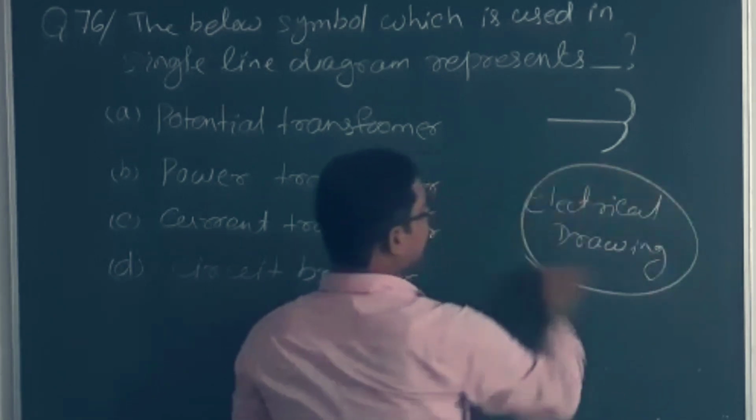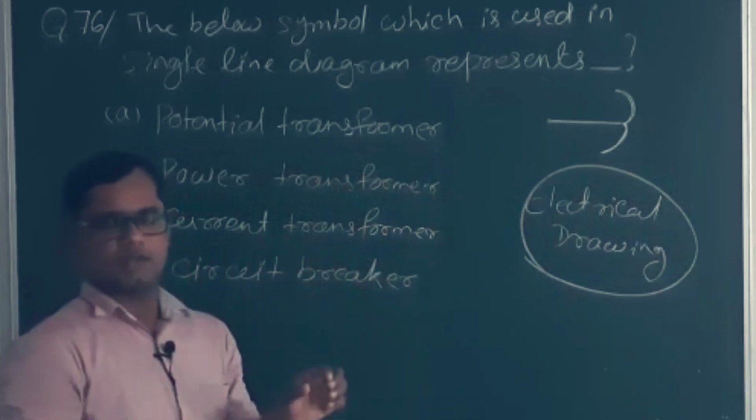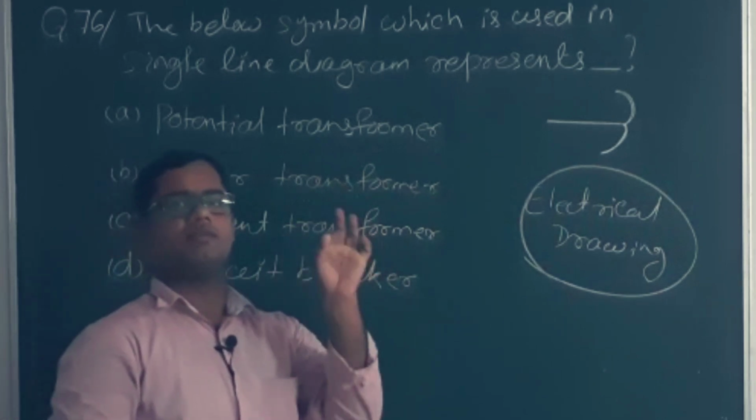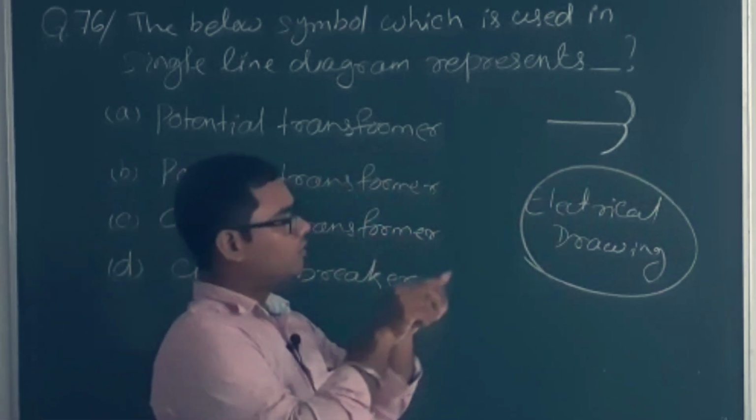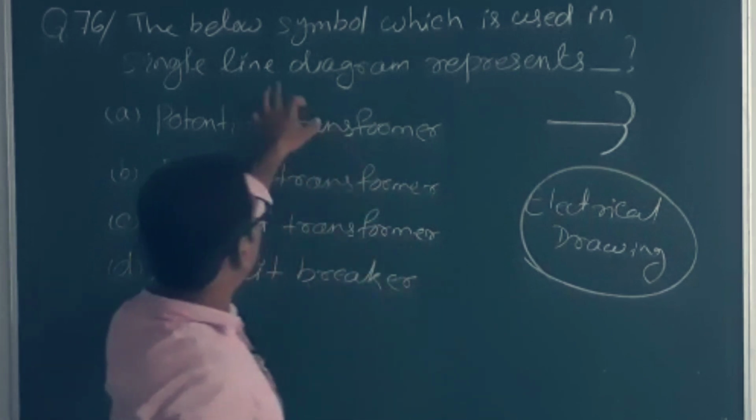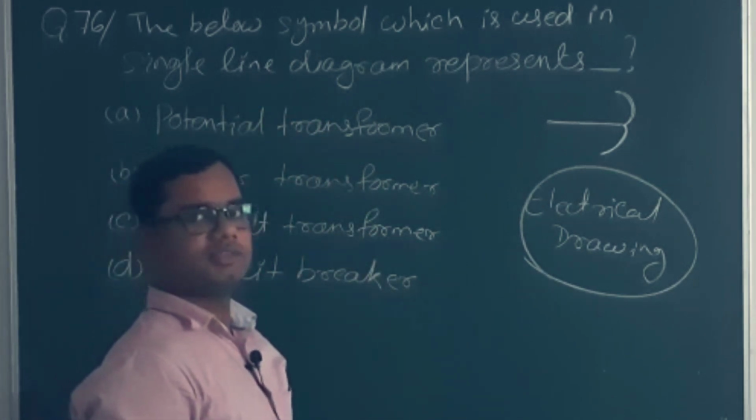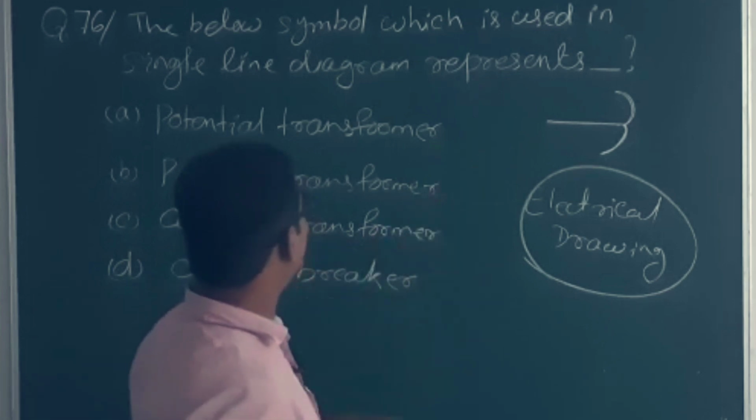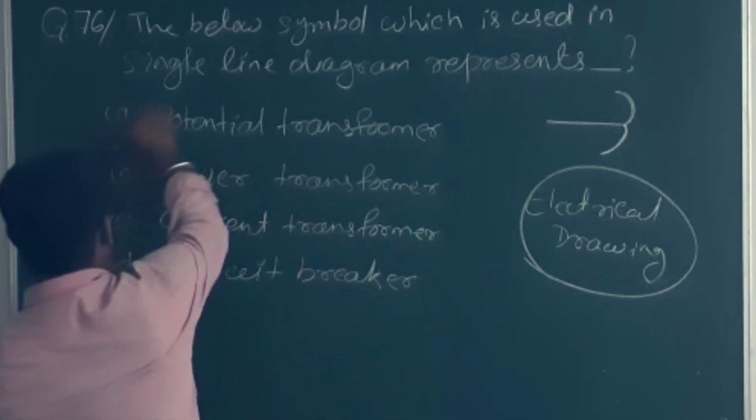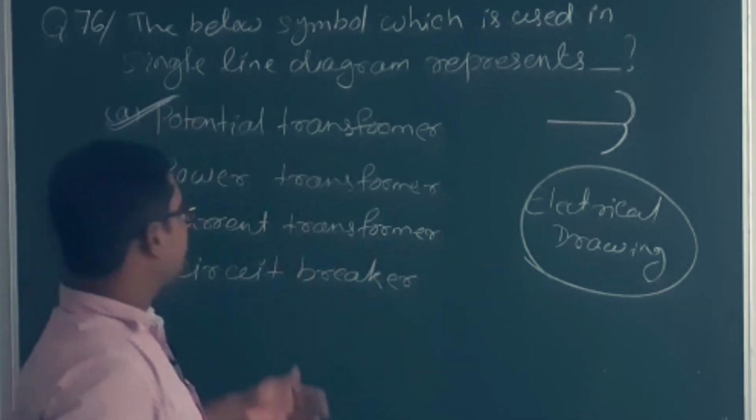In your electrical drawing you have covered a number of symbols, and these symbols are very necessary for the study of your single line diagram. This symbol is basically for your potential transformer. Okay, so we will see other symbols.